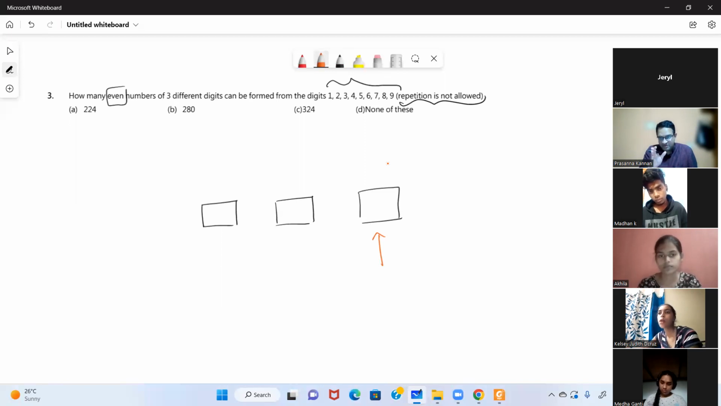Whether a number is even or odd is decided by the units place, the last digit. Exactly.